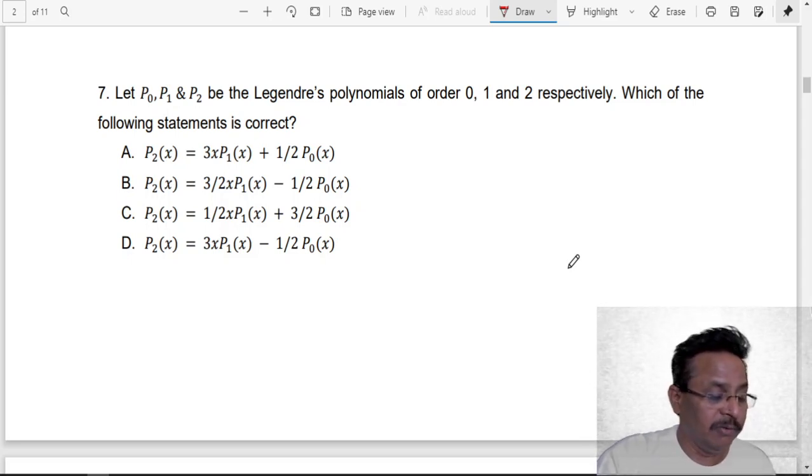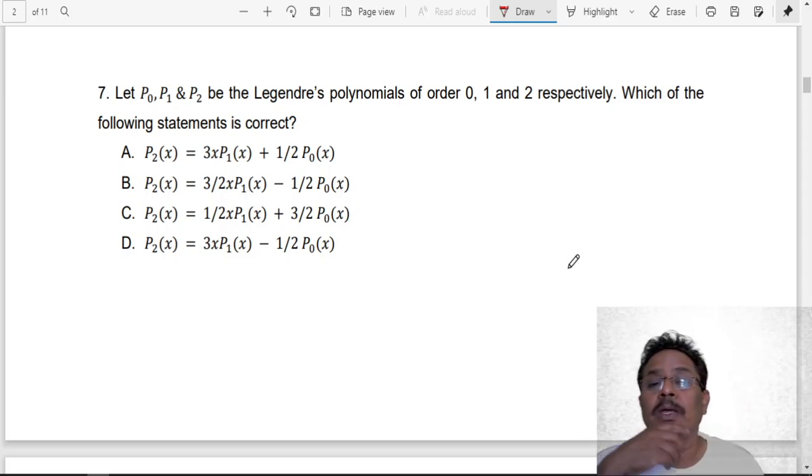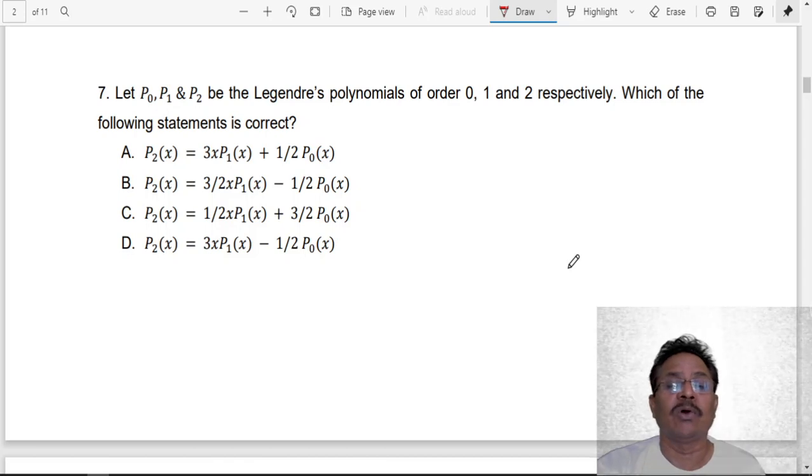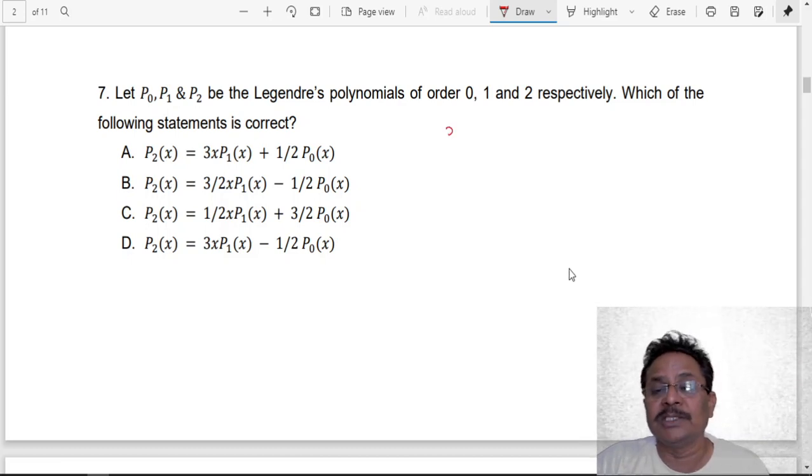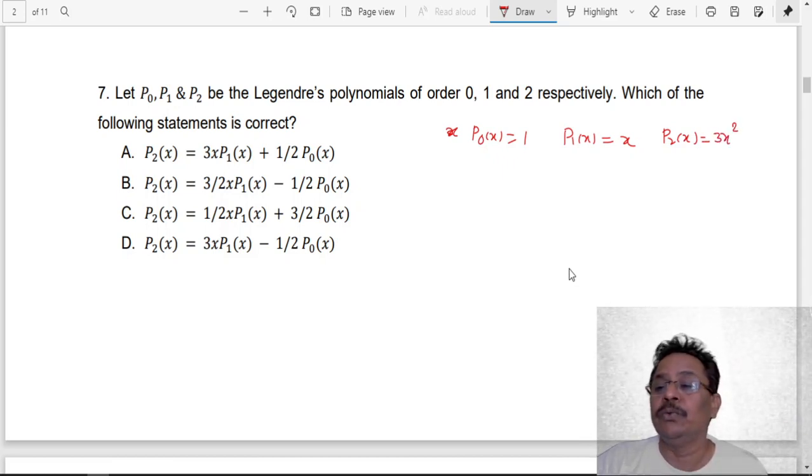That method we have not done in the class, but we can get the third polynomial. It is called a three-term recurrence relation, from the earlier two, that is P0x and P1x, which are known. We can go for this from this relationship. So P0 of x is 1, P1 of x is equal to x, and P2 of x is equal to 1 by 2 times 3x square minus 1.